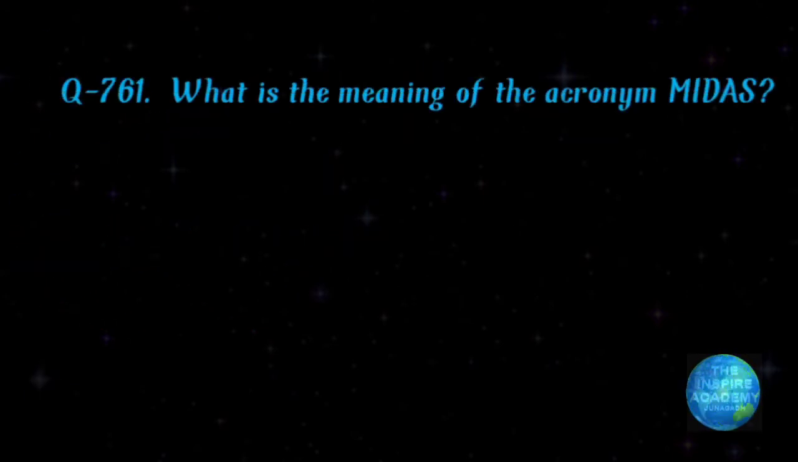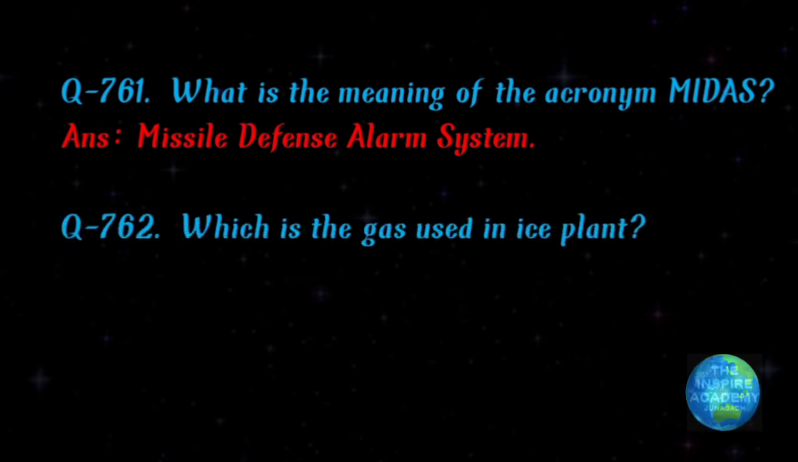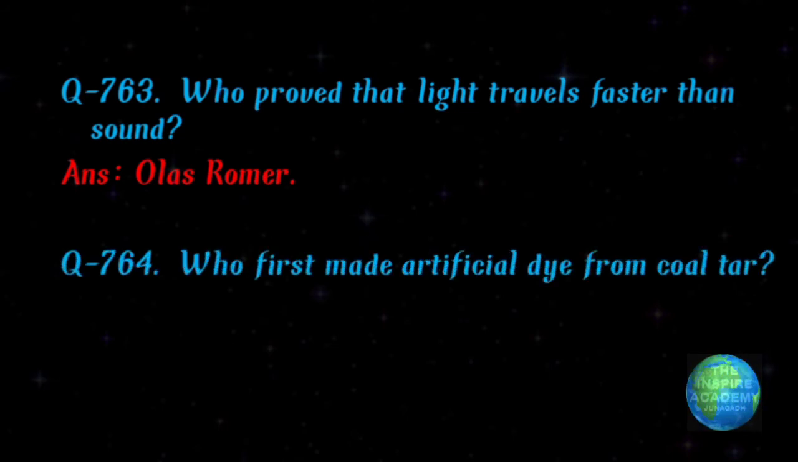What is the meaning of the acronym MIDAS? It's Missile Defense Alarm System. Which is the gas used in ice plant? Ammonia. Who proved that light travels faster than sound? Olaus Romer. Who first made artificial dye from coal tar? W. H. Perkin.